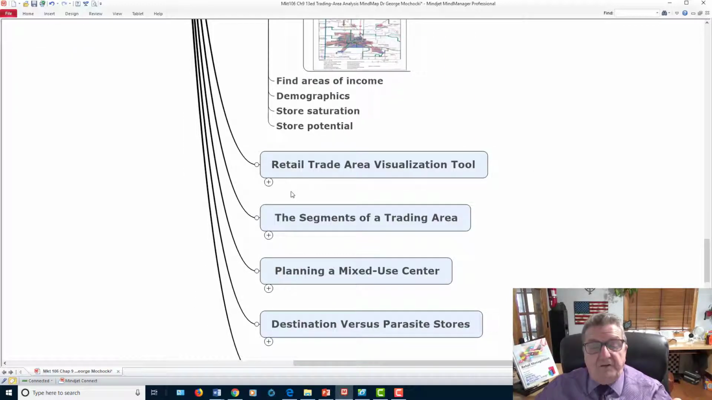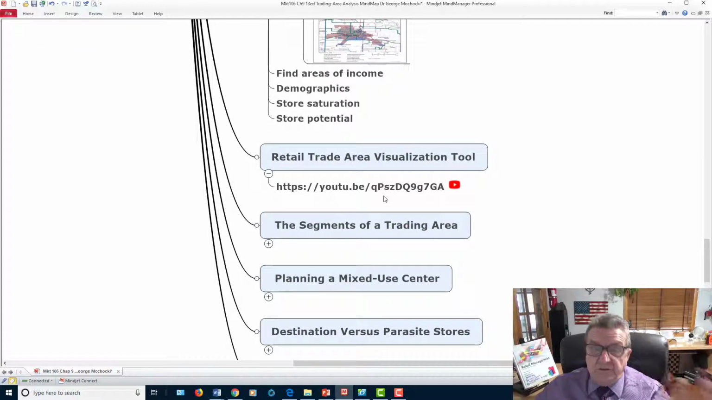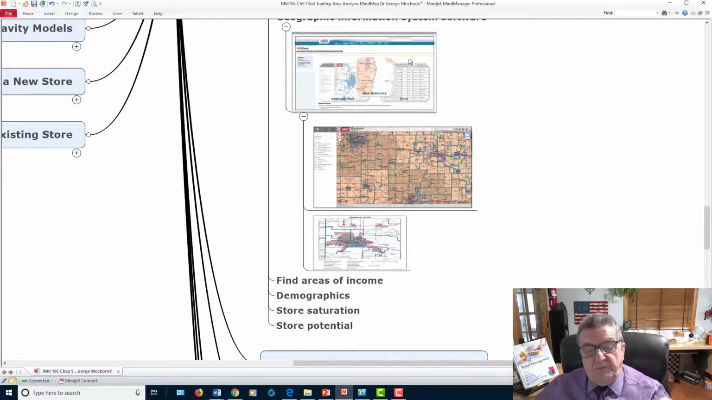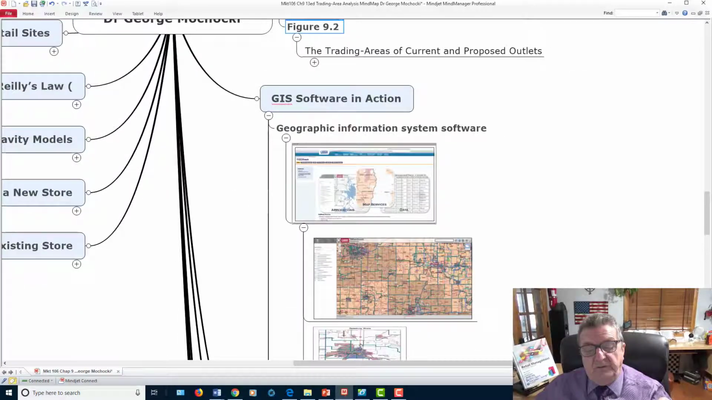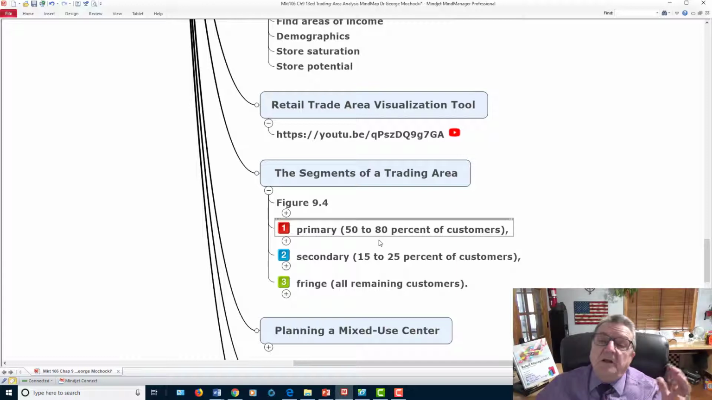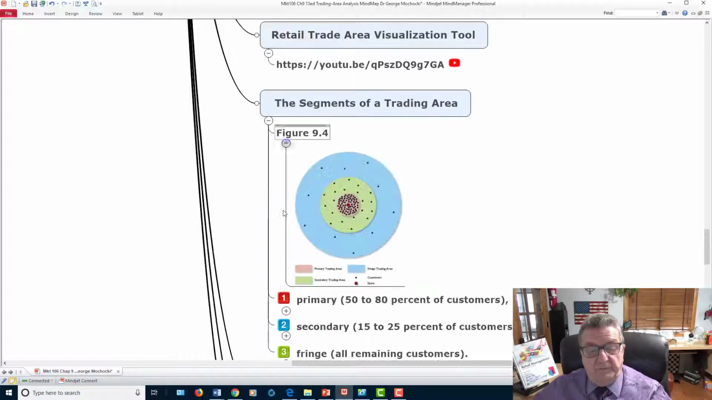Okay, so now you have retail trade visualization. This is on YouTube, I'm not going to go through it. This is another one, and they break it down. When we get into this graph, remember this area that we were looking at? There's an area where you want to open up. Here's what you're looking at, it's 50%. Again, there's a figure here. Remember, here's your primary, your secondary, and your fringe. Here's your customer. If you have a lot of customers already in the fringe area, that's where you might want to open up your store.